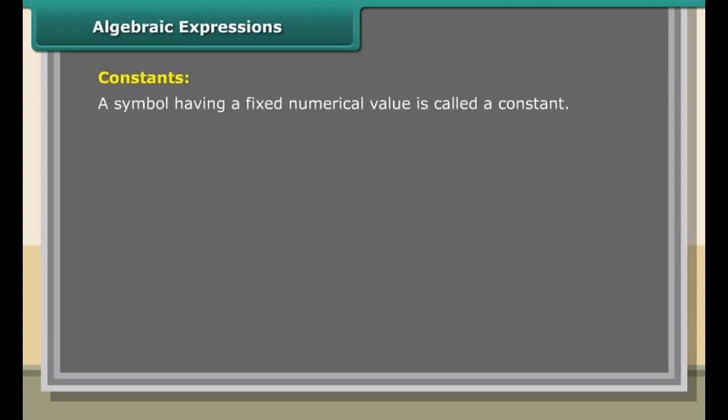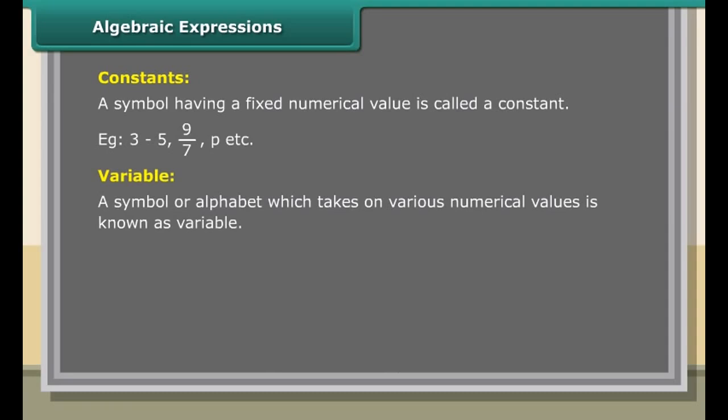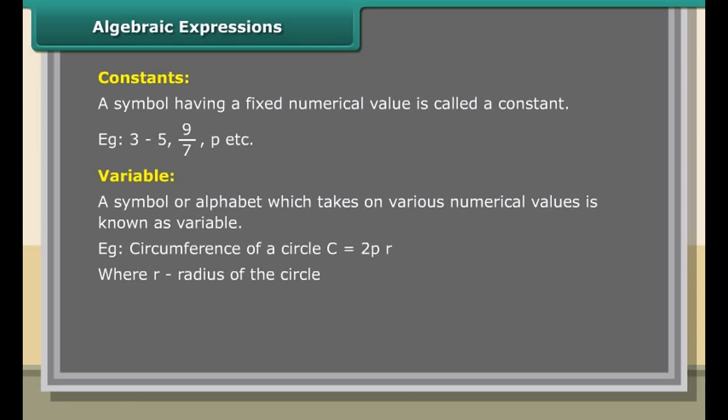Algebraic expressions. Constants. A symbol having a fixed numerical value is called a constant. Example, 3, minus 5, 9 upon 7, pi, etc. Variable. A symbol or alphabet which takes on various numerical values is known as variable. Example, circumference of a circle C is equal to 2πr, where r is the radius of the circle; 2π is constant, C and r are variables.